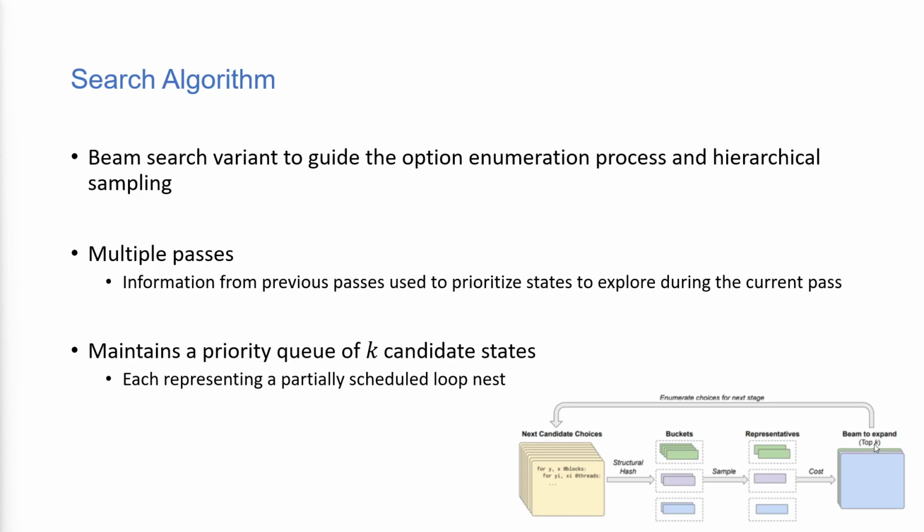Expressing a partially represented scale loop. As mentioned before, you go one loop at a time from the block to the thread to the serial loop, from top to bottom.